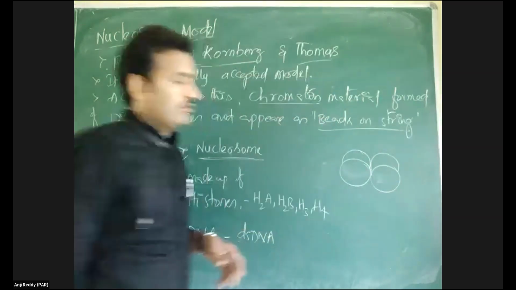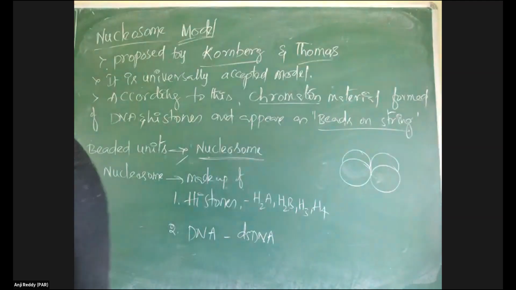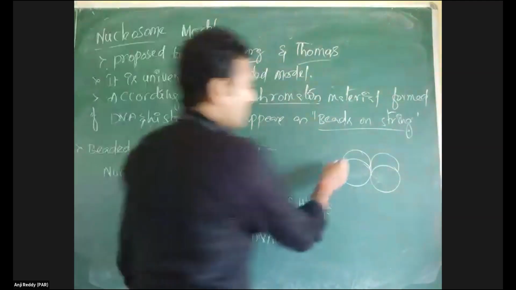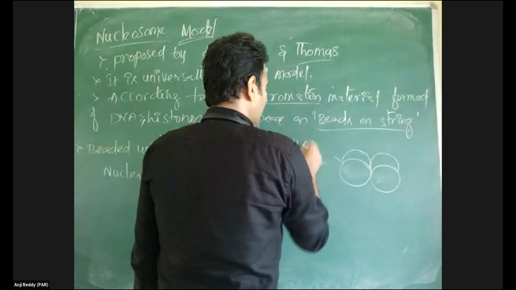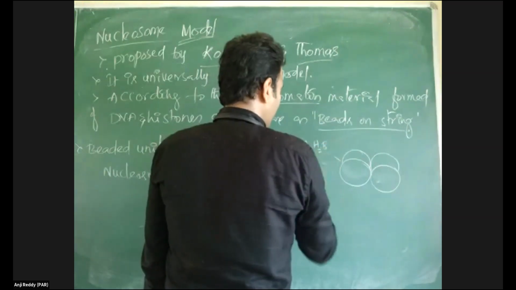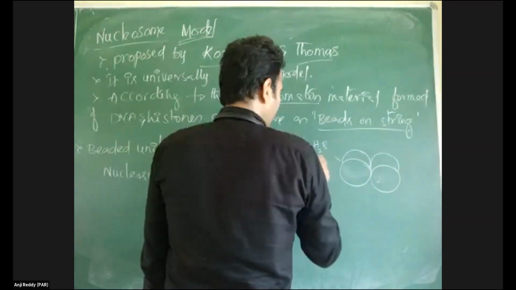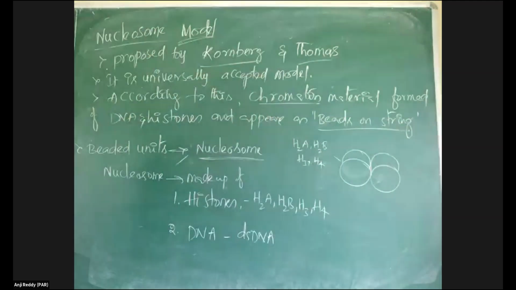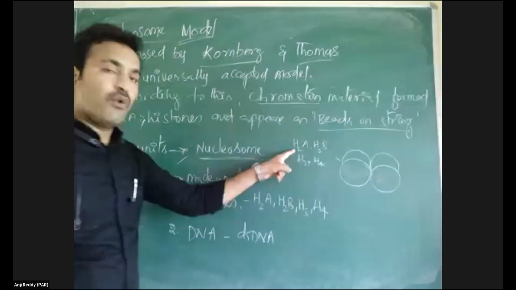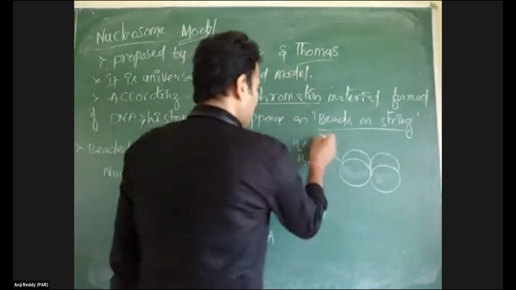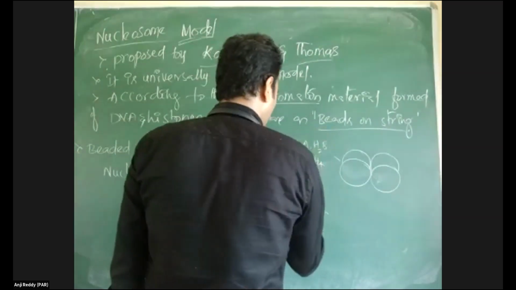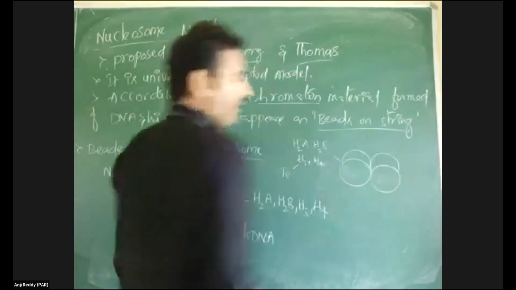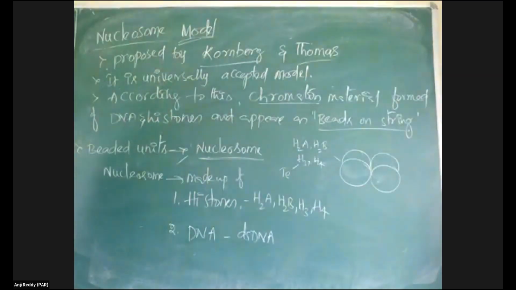Like this, 4 histone proteins are joined. These 4 histones, H2A, H2B, H3 and H4. So these 4 histones are there now. These 4 histones together are called a tetramer. This is a tetramer.